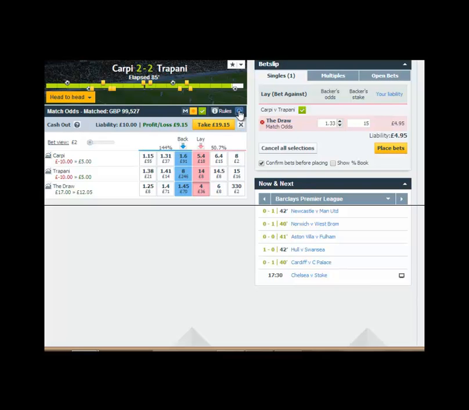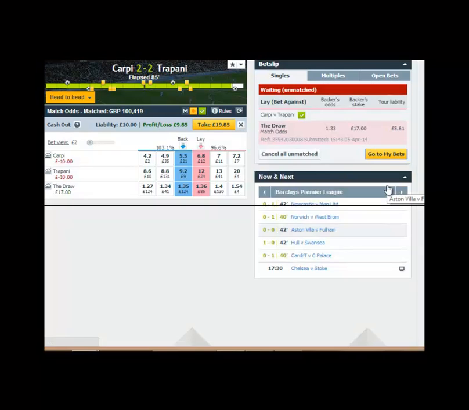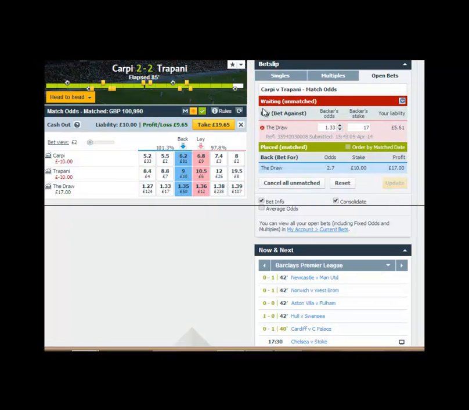Now, how much I'm laying for at £15 here, well, it depends. You can see on the what if figure there, I can get £12 on the draw, £5 on Carpi or Trapani, or I could increase the lay to £17, moving up slightly for a goal by either side. That gives me £7 if that should happen, or £11.30 should it remain a draw. Waiting for that particular lay to be matched at 1.33.